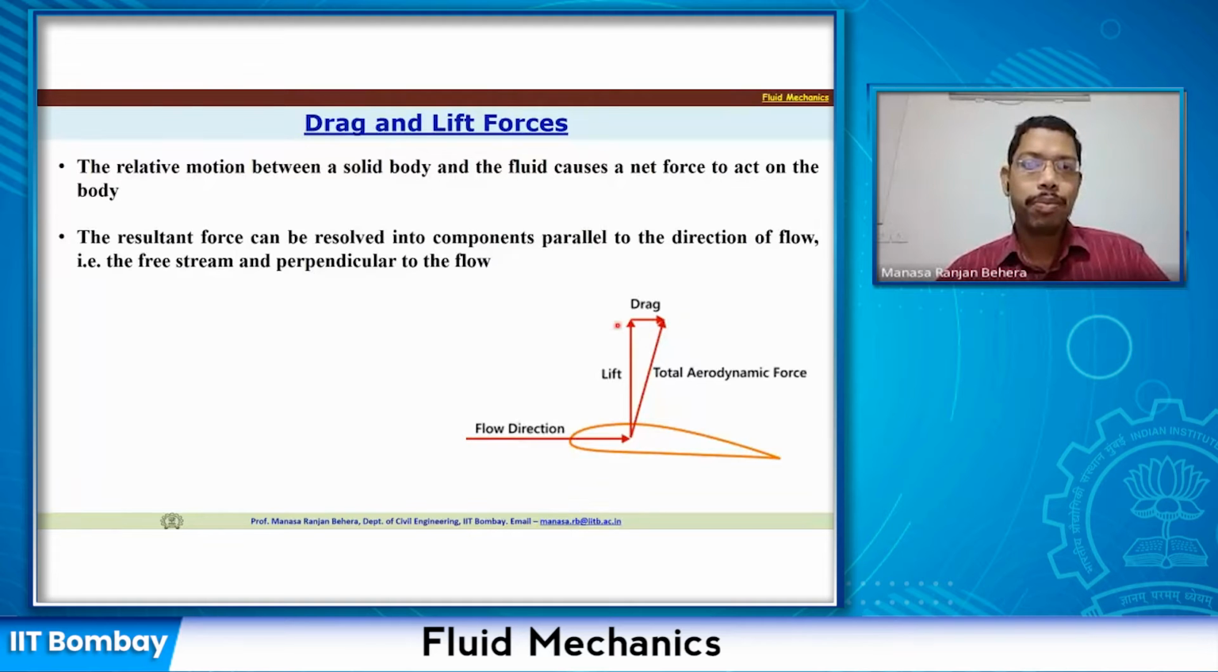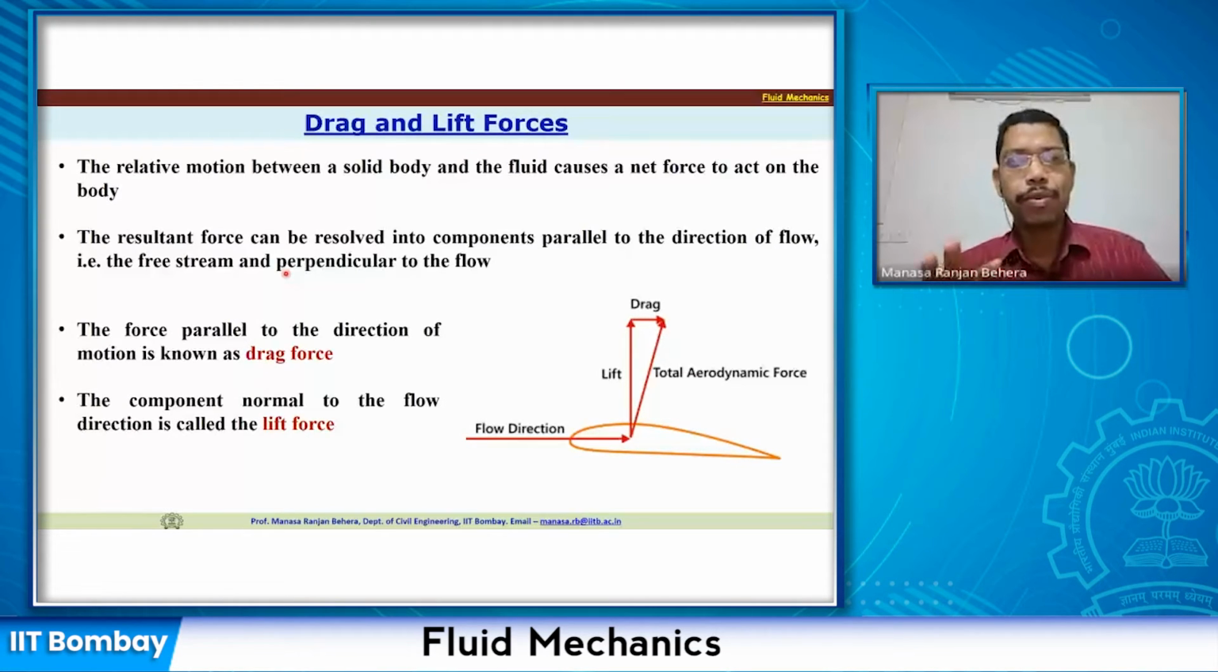Okay, so the force that is generated parallel to the flow direction is called drag force, and the force that is generated perpendicular to the flow direction is called the lift force. Okay, so that's what we have written here. The resultant force can be resolved into two components: parallel to the flow direction, that is the free stream, and perpendicular to the flow direction. So it is perpendicular to the flow, not to the body. So that is your lift force. So if we define the drag and lift force, the force parallel to the direction of motion is known as drag force, and the component normal to the flow direction is called the lift force.